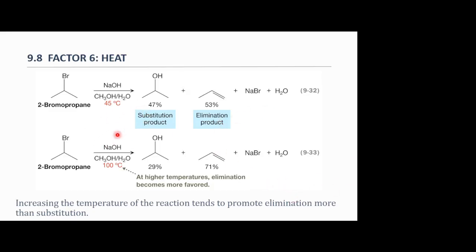Now, this right here again is the same conditions. Notice that the only difference is 45 degrees Celsius versus 100, right? And so at 45 degrees Celsius, you see that the substitution product would be 47%. The elimination is 53%. Okay? The elimination is still favored in this, but you get a lot more substitution product. When we increase the heat to 100 degrees Celsius, though, we go down to 29% for the substitution and 71% for the elimination instead. And so you'd actually have quite little of the product being produced.